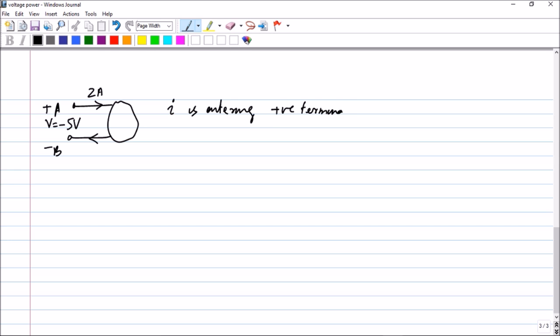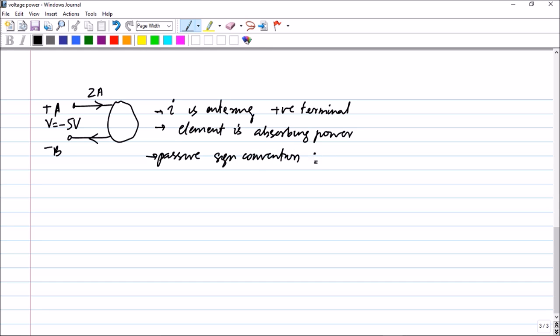The current I is entering the positive terminal. That means somebody is pushing this current through the element. Or I can tell that the element is absorbing power, based on the directions of current and directions of voltage. Now here comes the first passive sign convention which we are going to use for power. This is very important and we will be doing a number of problems just to reinforce this concept. What is the passive sign convention?